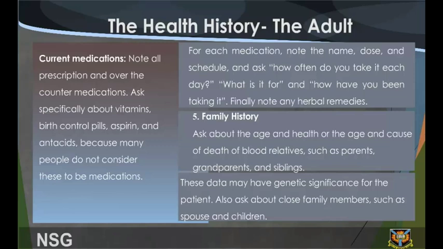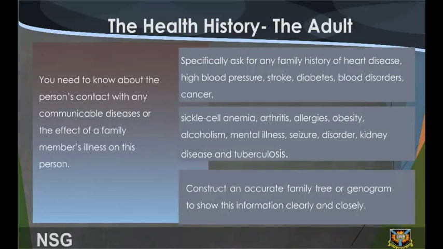5. Family history. Ask about the age and health, or the age and cause of death, of blood relatives, such as parents, grandparents, and siblings. This data may have genetic significance for the patient. Also, ask about close family members, such as spouse and children. You need to know about the person's contacts with any communicable diseases or the effects of the family member's illnesses on this person.